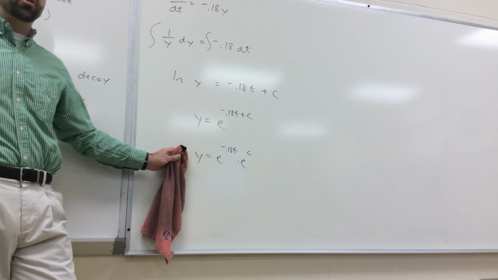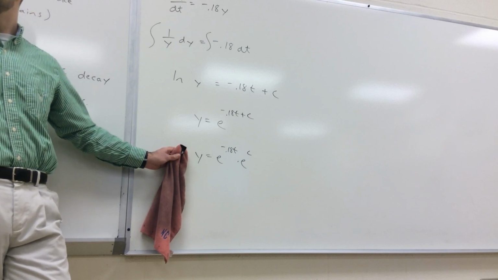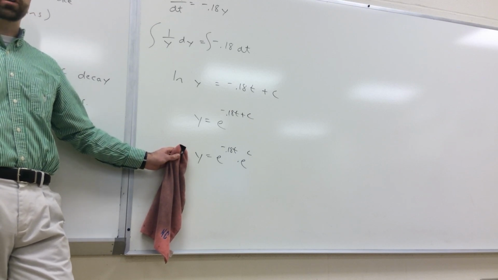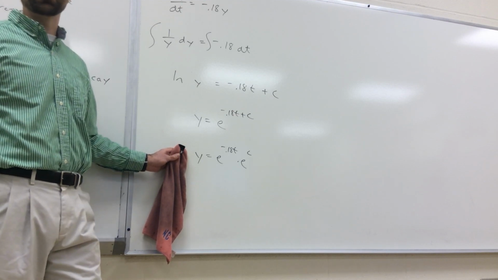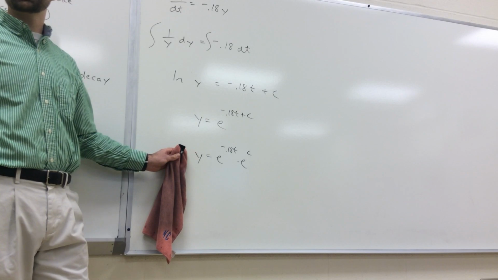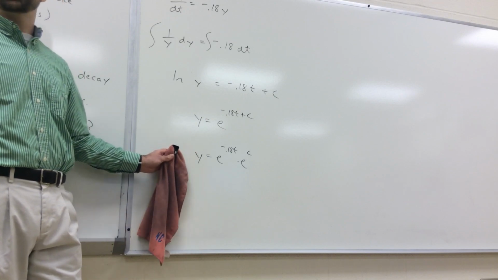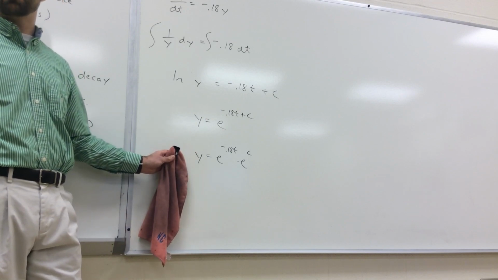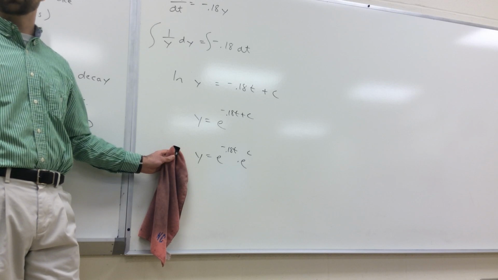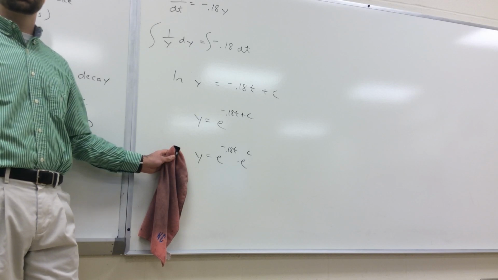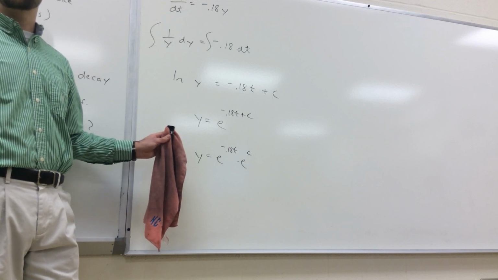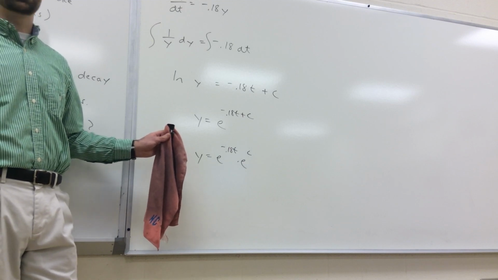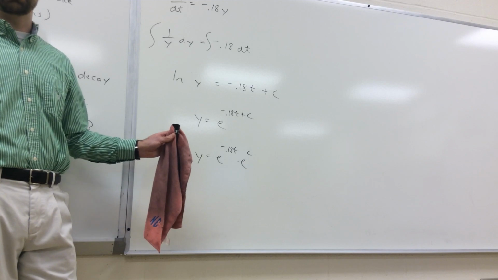So what do we need to know in order to figure out C? We need a point on the graph, right? The problem did not give us a point on the graph. So apparently they think we can figure out the half-life without knowing a point on the graph. So I'm going to make up a point, and then I'm going to convince you that it didn't matter what point I made up.